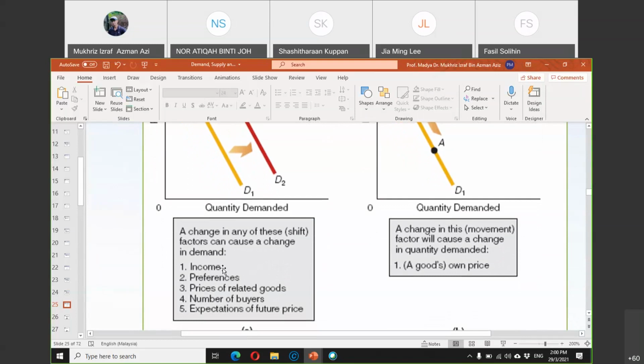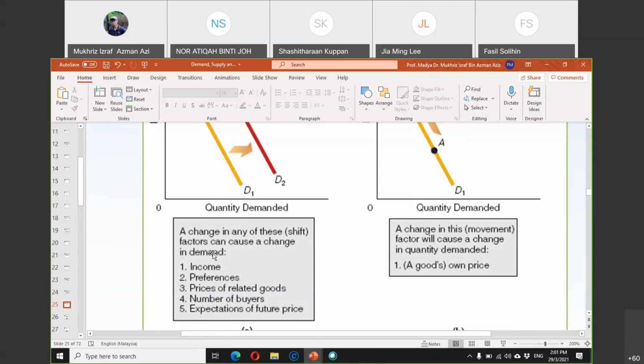The increase in income, whether it's normal goods or inferior goods. Your taste, your preference. Prices of related goods, which refers to complements or substitutes. Number of buyers: the more people in the market, the higher the demand. And lastly, expectation. If you expect the price to drop in the future, what will happen now is people will demand less. If you expect the price in the future to go up, to avoid paying more in the future, you want to buy more now.